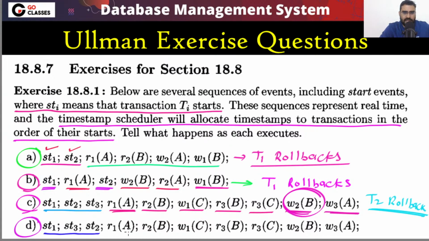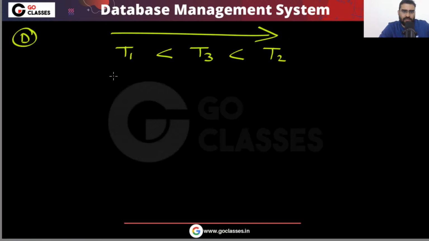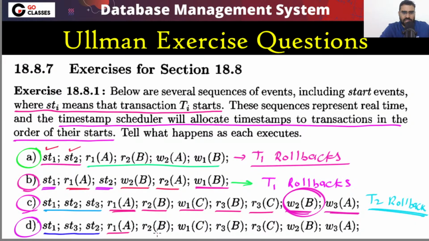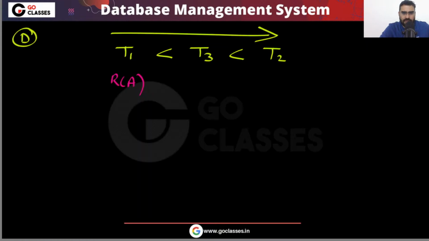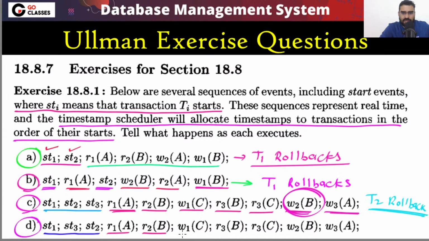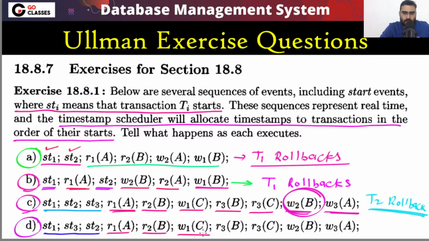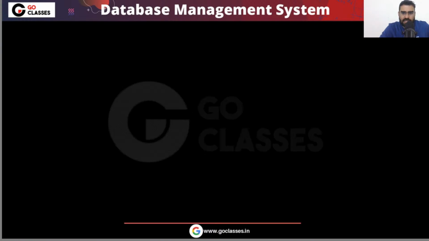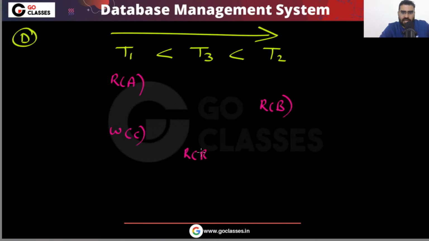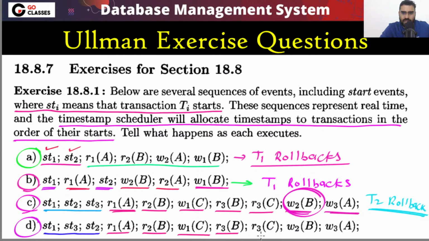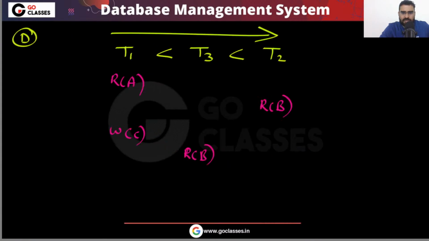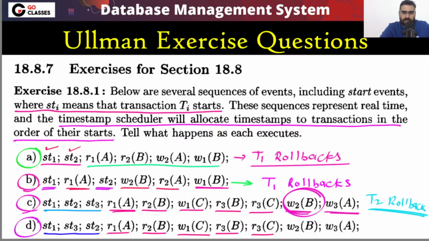Now you can easily see that first it is reading item A. Then it is reading item B. This T2 is reading item B. After that, this one is writing item C. No problem so far. Then T3 is reading item B. So far also no problem. Then T3 is reading item C. No problem.